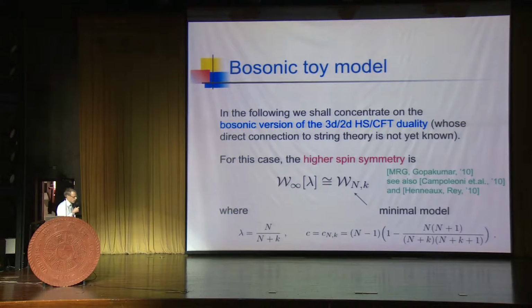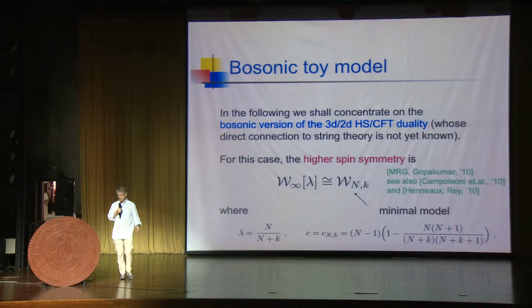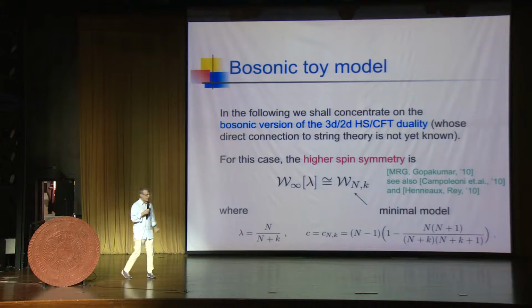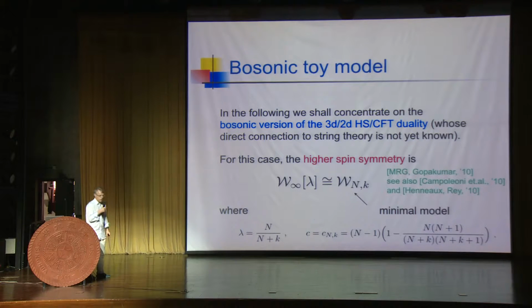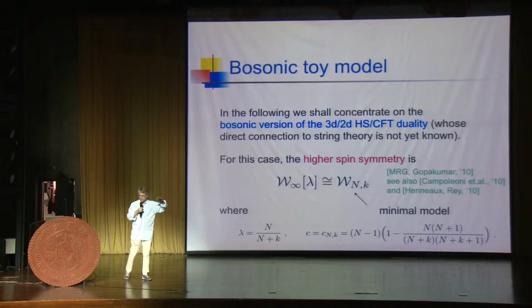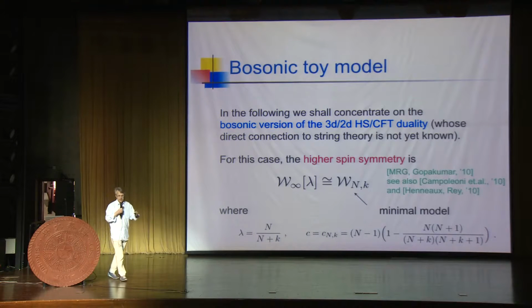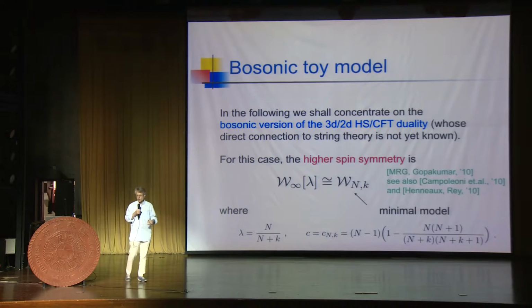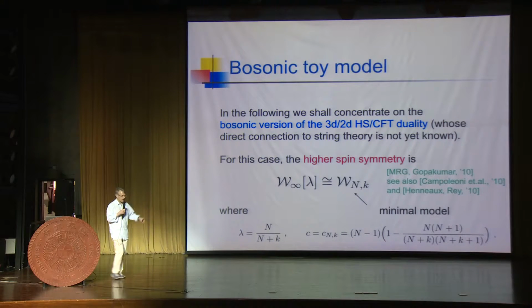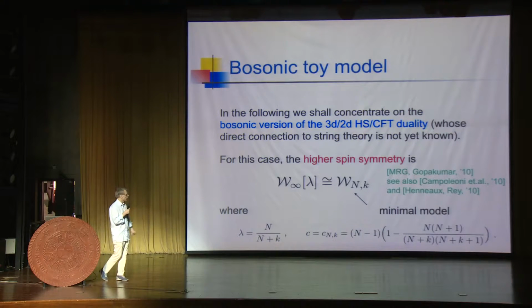Now, in the following, I shall not actually discuss the N equals 4 superconformal situation where we really understand the embedding into string theory, but I'll rather concentrate on the simpler bosonic duality involving the original bosonic higher spin CFT duality. The reason for that is that it's technically much simpler. Eventually, we hope to be able to generalize what we've been understanding about this context to the supersymmetric setting, but we haven't quite reached that far.